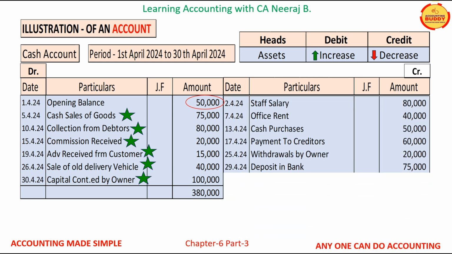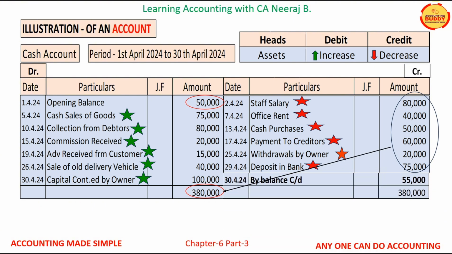And on the right hand side of the cash account, all the cash transactions which result in the decrease in the cash balance are recorded. Staff salary 80,000, office rent 40,000, cash purchases 50,000, payment to creditors 60,000, withdrawal by the owner 20,000 and cash deposited into the bank 75,000. In this cash account example, when from the total cash of 380,000, all the payments of the cash are deducted, we are left with a cash balance of 55,000.